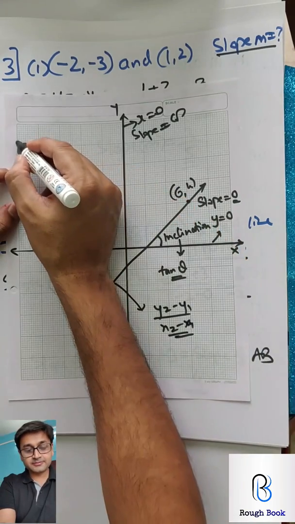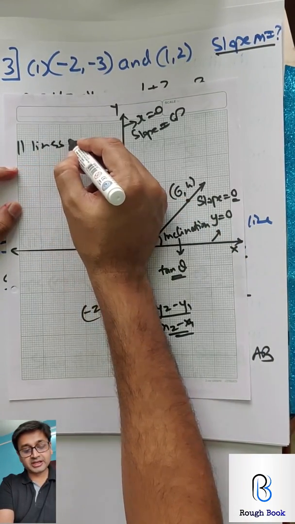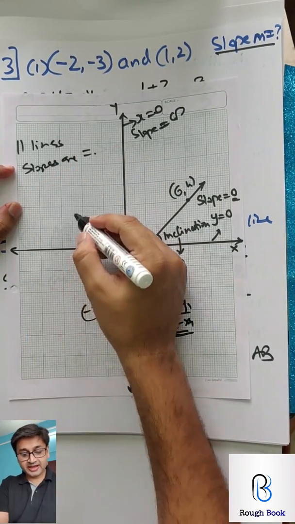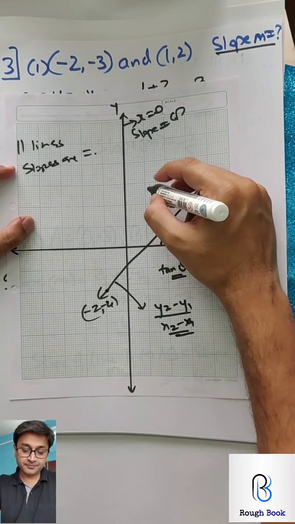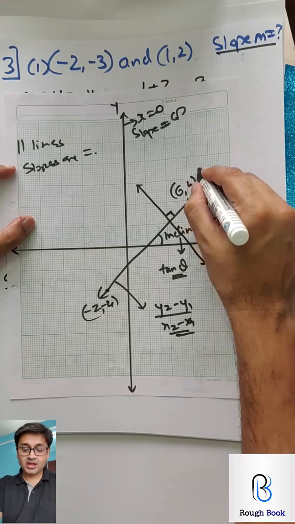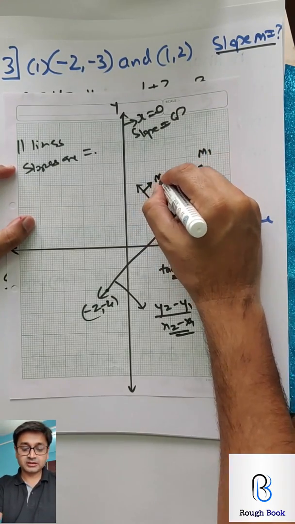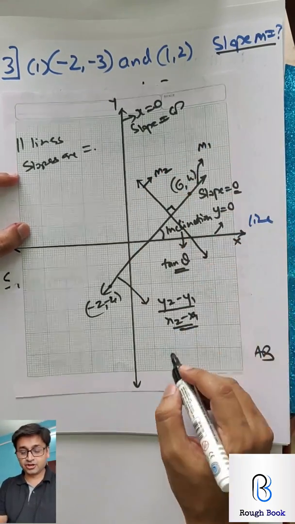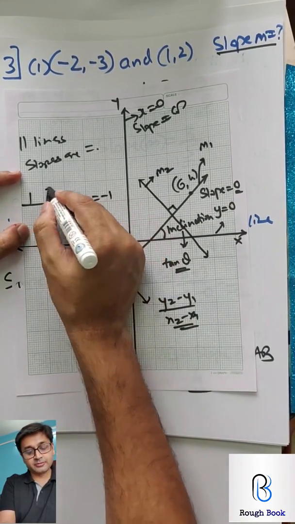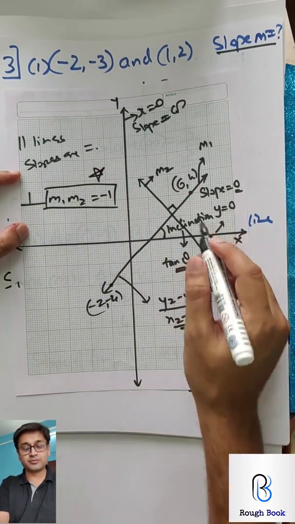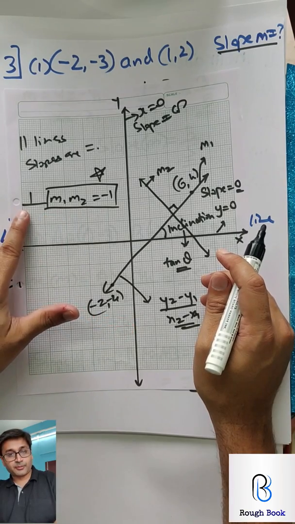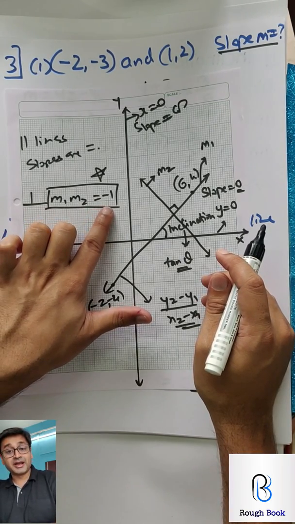So for parallel lines, slopes are equal. But if lines are perpendicular, let's say this is the first line and the second line passes through here, and these two lines are perpendicular, then we'll call this slope m1 and this slope m2. The relationship between the two of them, since the lines are perpendicular, is that the product of the slopes is equal to -1. This is the most important thing which you should remember. The product of the slopes, if the lines are perpendicular, is always equal to -1.